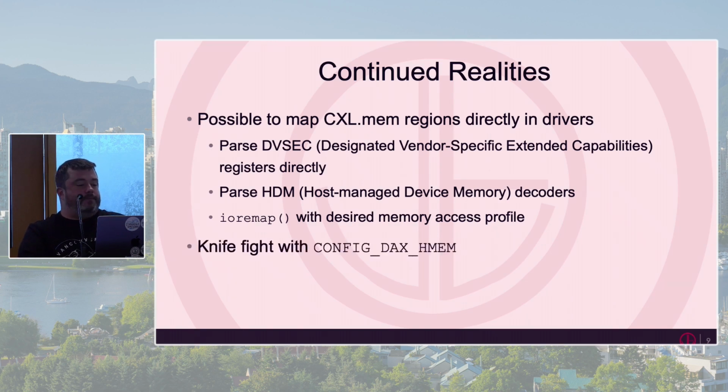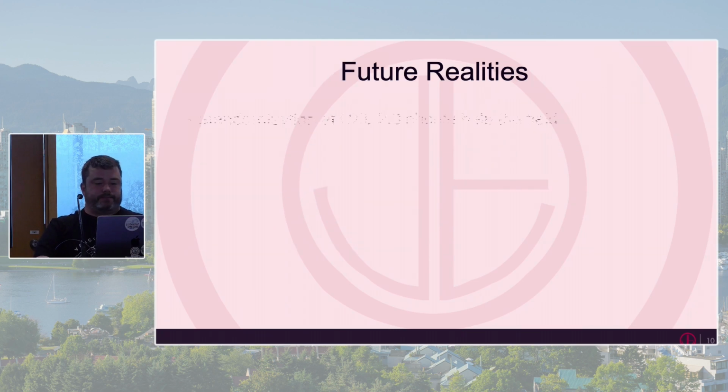And then I threw this in that you might also have to have a knife fight with CONFIG_DAX_HMEM. This is something that was enabled by default many kernel versions ago that says, hey, there's memory here, let me bring it online. And we'll actually ioremap it for you to something that you probably don't want. So when your driver comes along and tries to ioremap it, then it throws a very cryptic message and you scratch your head for a long time. Theoretically, you'll have to do this. I lost many hours debugging this, so just keep that in your back pocket.